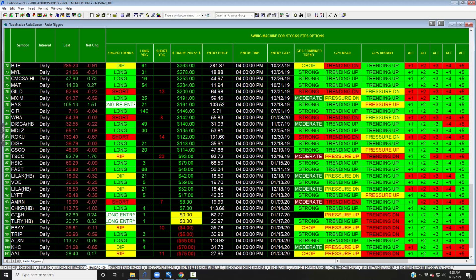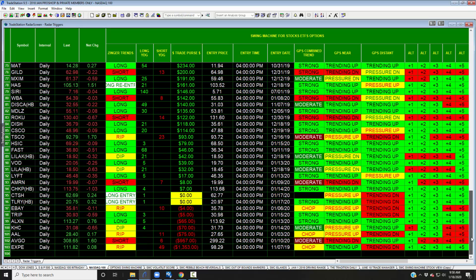Out of 100 stocks, 94 are profitable. These two are entering, and then the remaining few, we actually have a little bit more than 100, so our percentage is actually higher. And that's it.